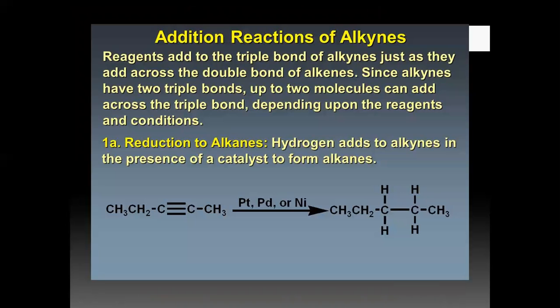Now we will discuss the addition reactions of alkynes. First, reduction to alkanes. When we do hydrogenation of alkynes, they are converted into alkanes in the presence of platinum, palladium or nickel. The triple bond will break into a single bond, and the hydrogens will be attached to both these carbons.